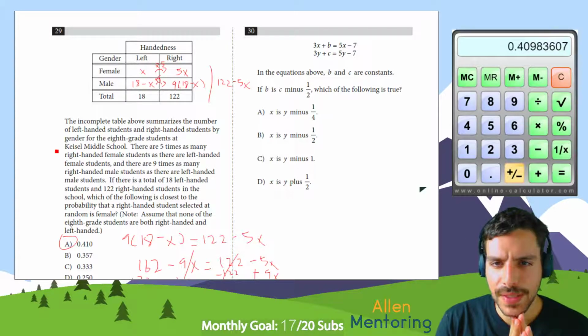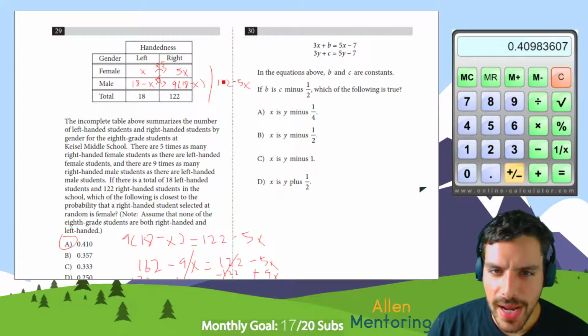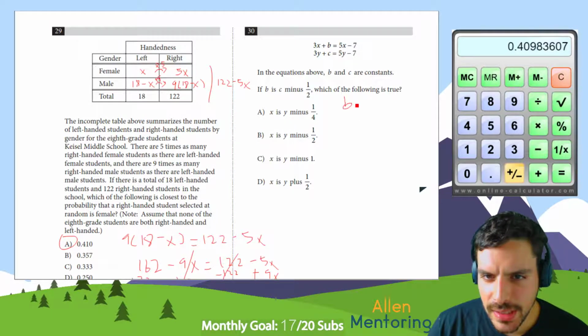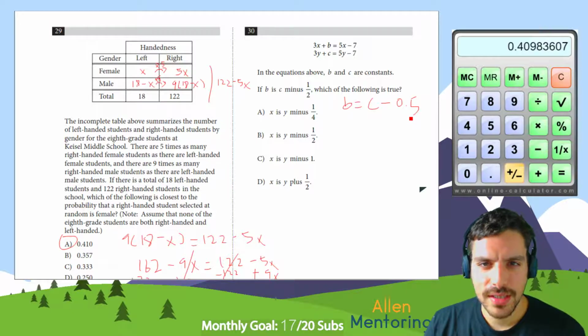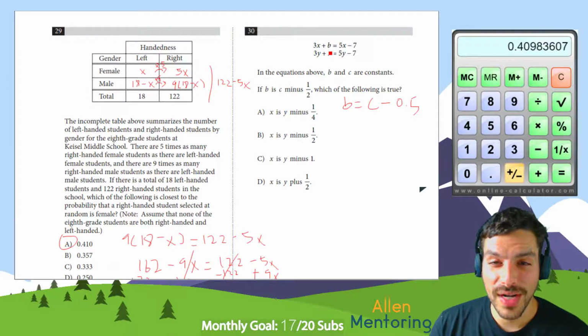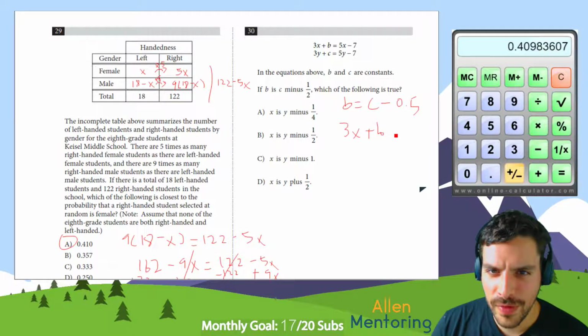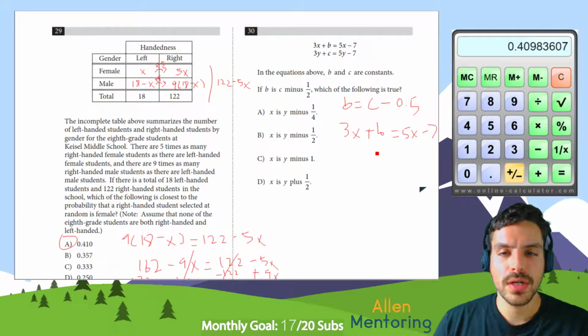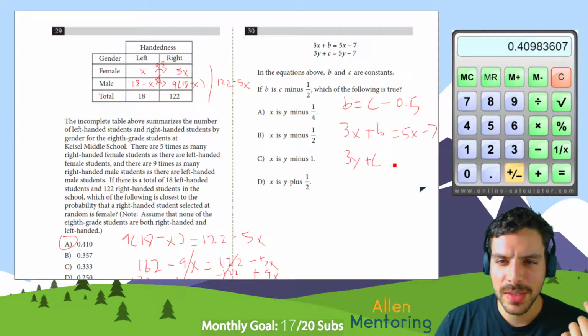In the equations above, b and c are constants. If b is c minus 1/2, so if b is equal to c minus 0.5, which of the following is true? We have, actually, how many variables do we have? We have 4 variables and only 3 equations, right? So that means that we can't really solve for each of the variables, but maybe we can somehow get a relationship here that will help us. All right, so we'll probably want to be substituting a bunch of stuff.